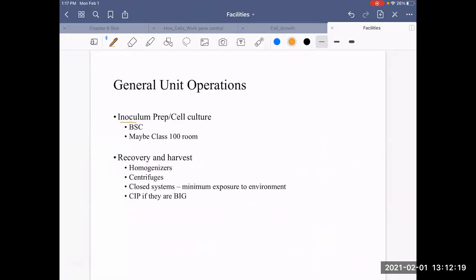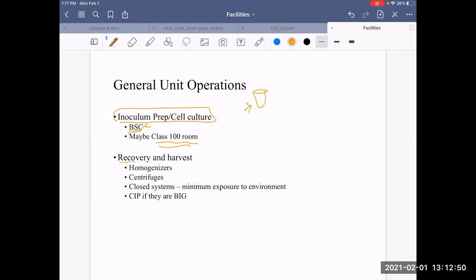Another part of this is inoculum prep and cell culture. There's going to be a biological safety cabinet in there because you want this to be sterile. You don't want to start out with your little tube of cells being contaminated. We have to talk about the classes of the rooms. A class 100 room is pretty much a clean room, a sterile room. Lots of times they don't need a whole class 100 room. They just have a cabinet.